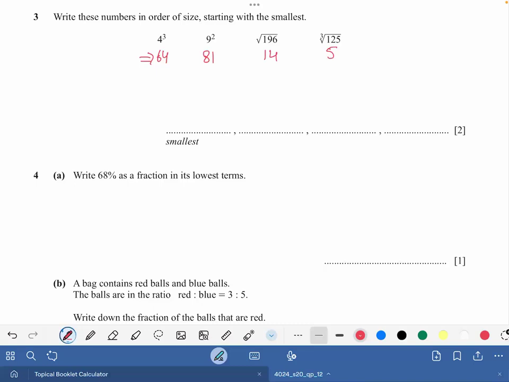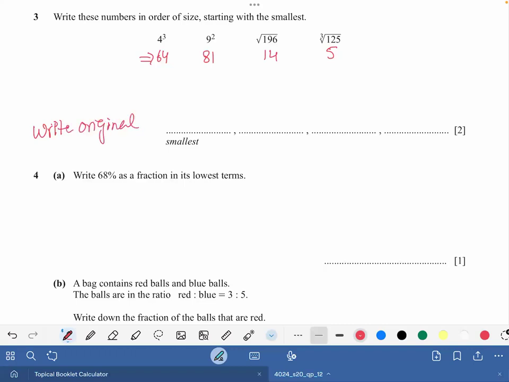That is the reason I'm saying that it is written in the syllabus that you have to memorize the first 15 square numbers and the first 10 cube numbers. So the examiner will test you on this. So now the examiner is saying, write these numbers in order of size. So you have to write the original numbers on the answer line.